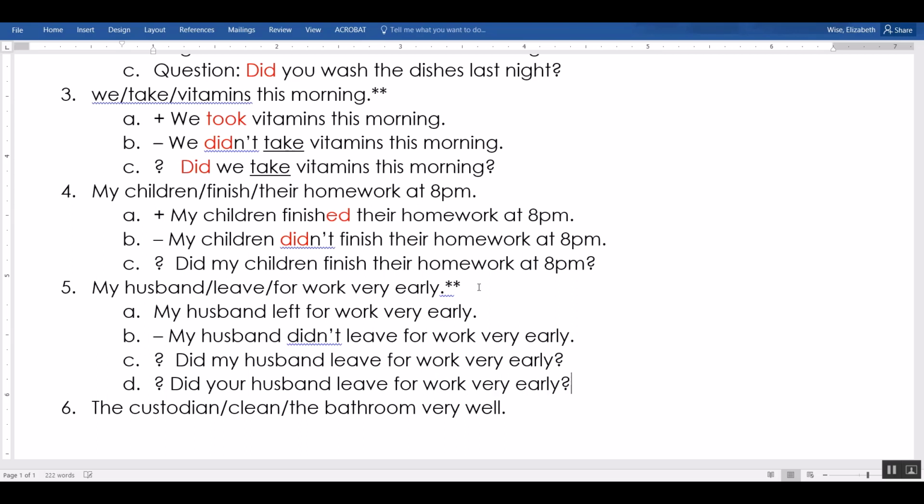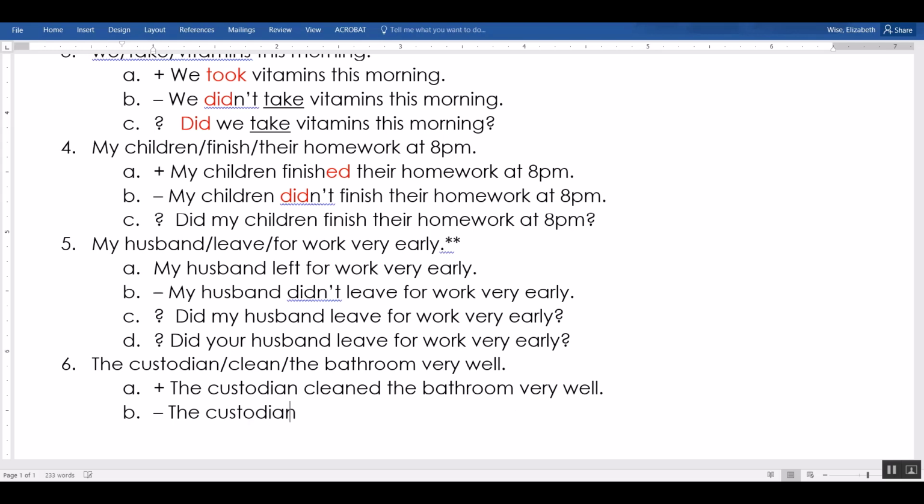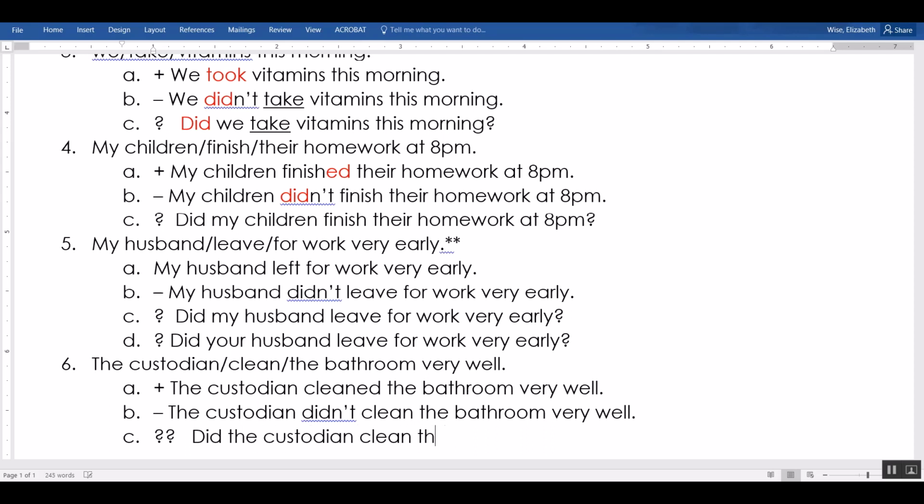All right, the custodian, clean bathroom. Okay, so positive: the custodian cleaned the bathroom very well. Negative: the custodian didn't clean the bathroom very well. The question: did the person, the custodian, clean the bathroom very well? Okay, I hope you don't have any questions and that's clear to you, but if you need more practice, you can always send me an email. I will give it to you at the end of this video.